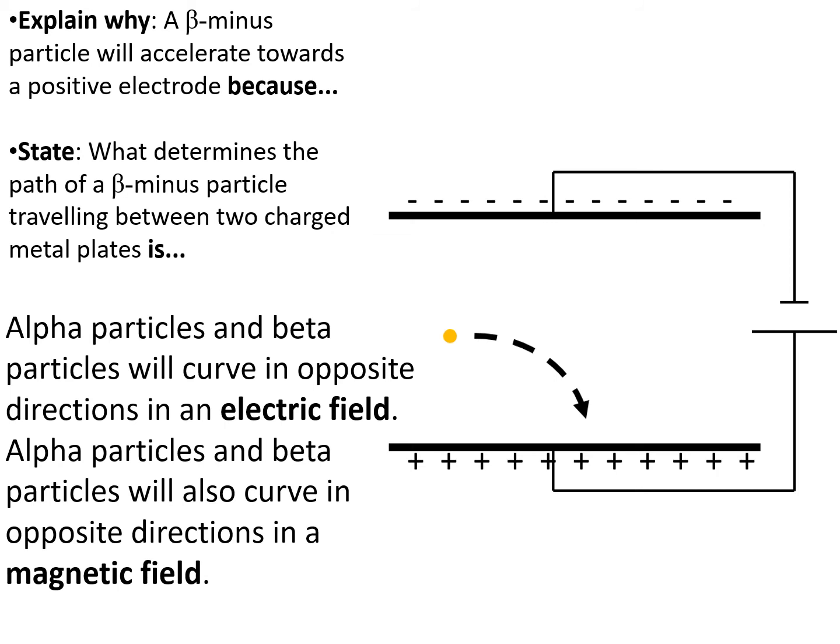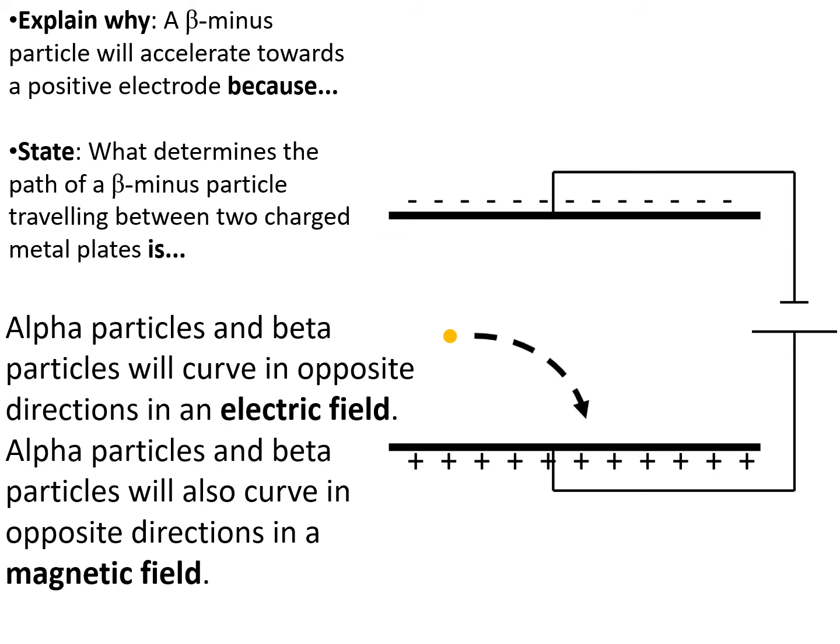Explain why a beta minus particle will accelerate towards a positive electrode. State what determines the path of a beta minus particle travelling between two charged plates. And consider alpha particles and beta particles will curve in opposite directions in an electric field.